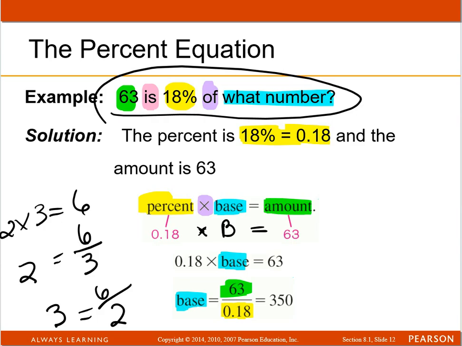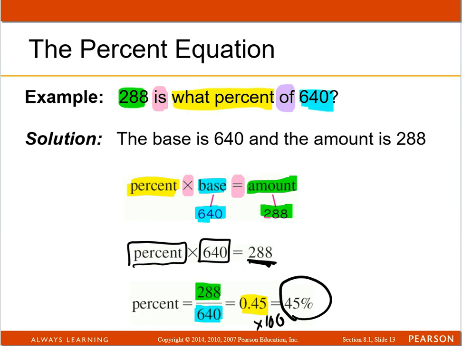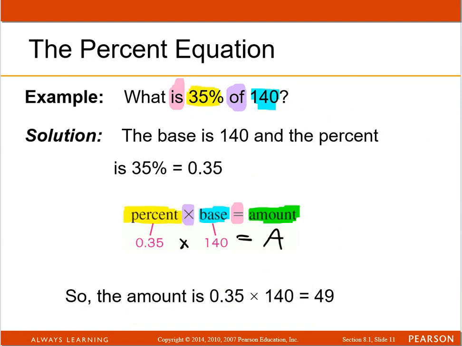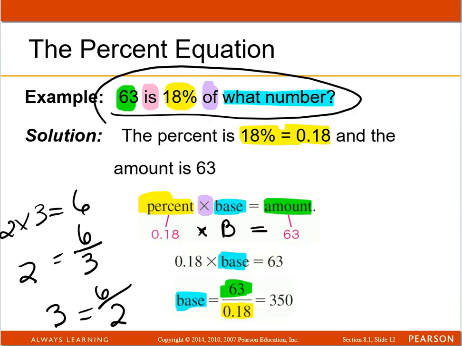And the same thing happened on this one. I knew the amount and the base, but not the percent. So I had to take the 288 divided by the 640. And then, of course, on this one, I had to convert it back to percent form. The other two, they gave you the percentage, so you had to divide them by 100 to get them out of the percent form. Like this one, it was 35%, but we had to convert it to 0.35 first before we could do the math. Same thing on the next one. They gave us 18%, but we had to convert it to 0.18 before we did the math and solved for what we were looking for.